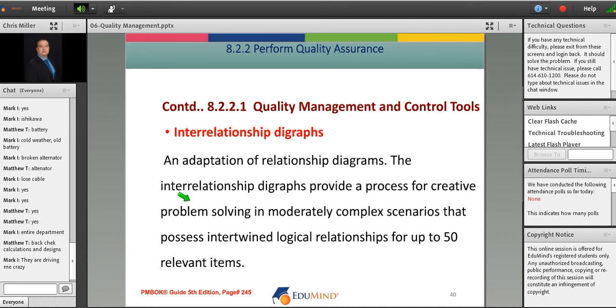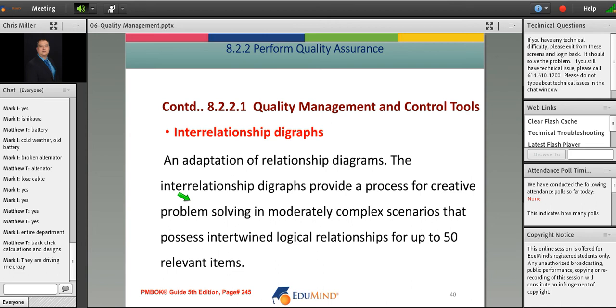This is an interesting one. I think I sent you guys one. It's an adaptation of relationship diagrams. The interrelationship diagrams provide a process for creative problem solving in moderately complex scenarios that process intertwined logical relationships for up to 50 relevant items. I don't think you guys will come across it on the exam, but you definitely just want to know what it is. So take a look at page 245 in the PMBOK.